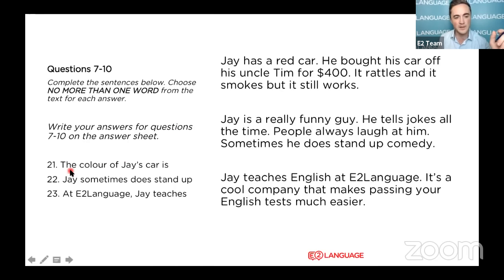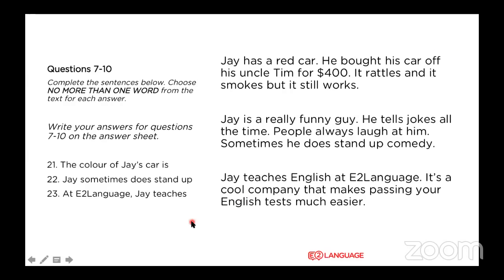So what you need to do is finish the sentence. The last word or words, it depends on the instruction. Here it says choose no more than one word. So we can only have one word to complete these sentences. So the color of Jay's car is something. Jay sometimes does stand up something. At E2 Language, Jay teaches something. So please quickly do this. I'll give you 1 minute to complete these sentences from the paragraphs.